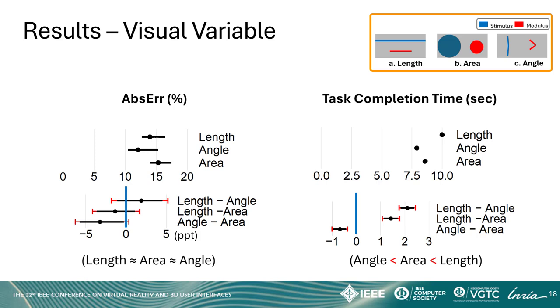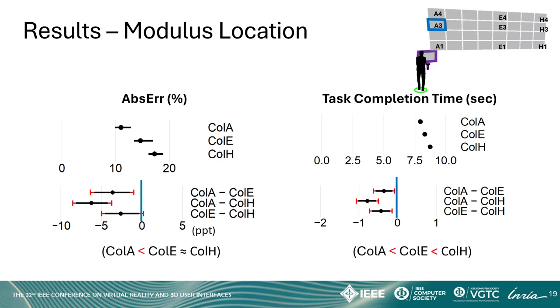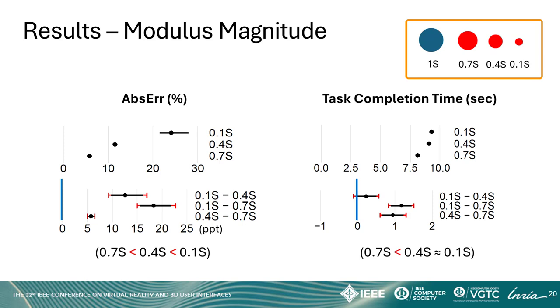For visual variables, there was no significant difference in absolute error among them. However, angle was perceived as the fastest, followed by area and length. Regarding modulus location, the results suggest that a closer modulus display leads to lower absolute error and faster completion times. The results also disclose that a smaller modulus size leads to higher absolute error and longer task completion times.